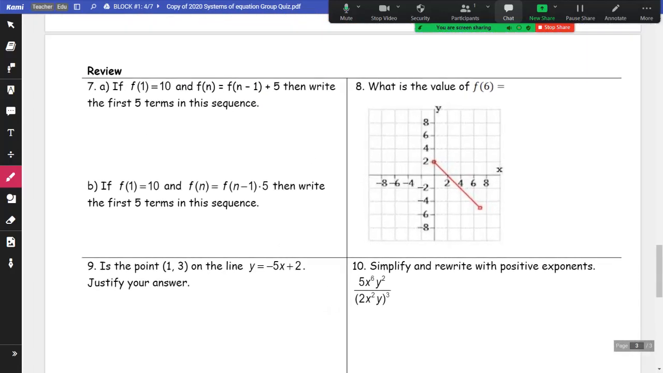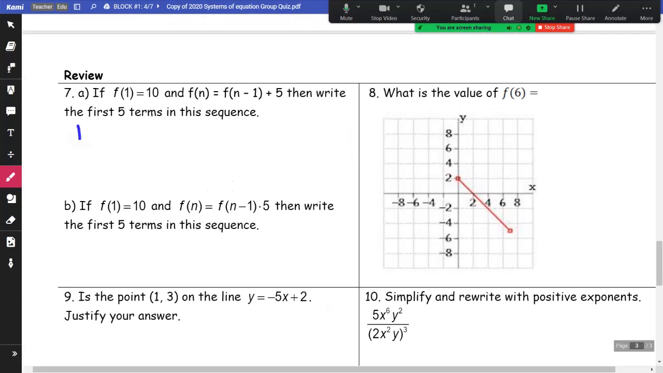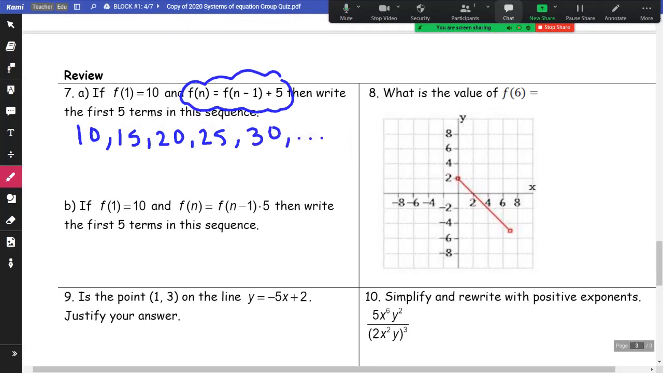If f of 1 is 10 and f of n is equal to f of n minus 1 plus 5, then write the first 5 terms. Okay, so the first term is my f of 1, which is 10. This is a recursive equation that's telling us that we're adding 5. So I'm going to add 5: 15, add 5: 20, add 5: 25, add 5: 30. Okay, that's your sequence.